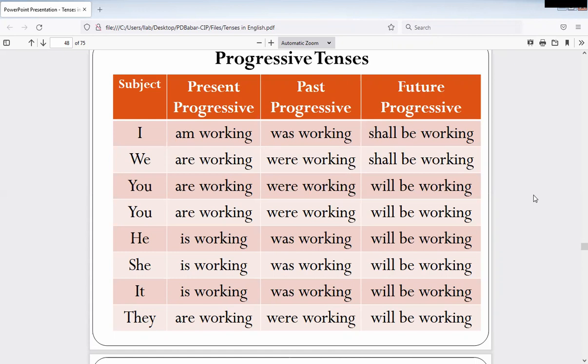It is working. This is the present progressive. It was working. This is the past progressive. And it will be working. This is the future progressive tense.